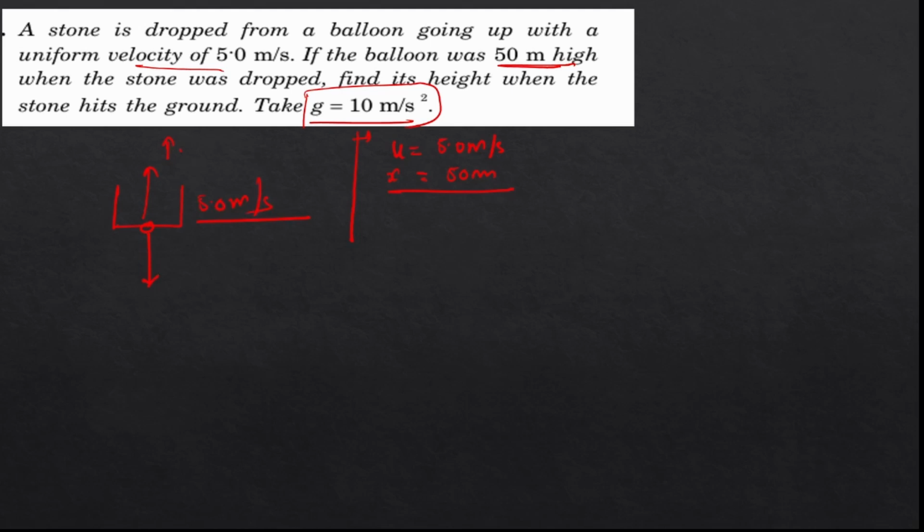Right after seeing this question, one clear picture should be in your mind that it is a question from motion in a straight line, because the balloon is going only in one particular direction. So motion is changing only along one particular axis, right? Secondly, you need to look at what you have to find. Here we have been asked to find the height of this balloon at the particular instant when the stone hits the ground.